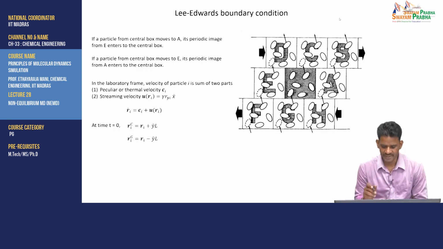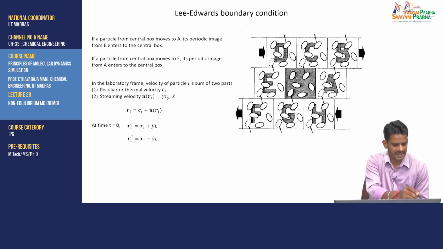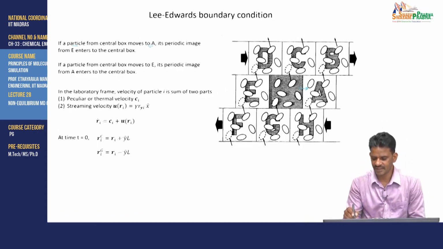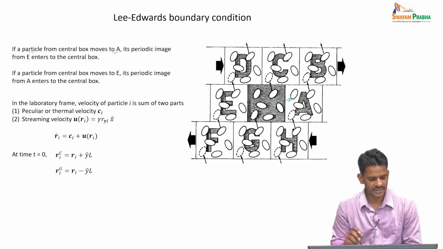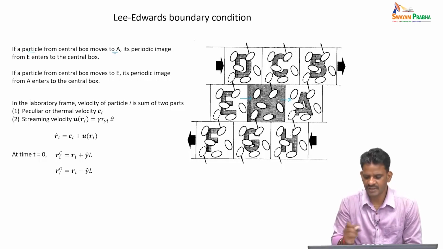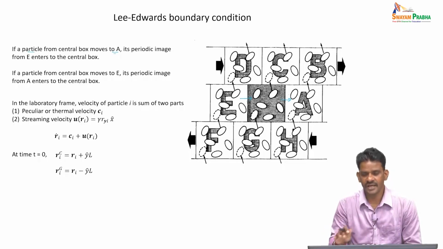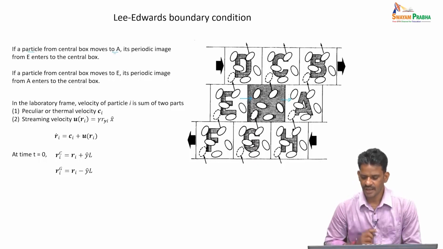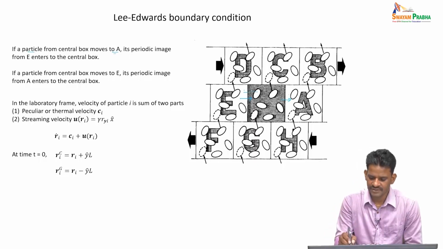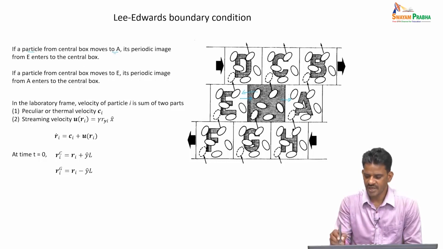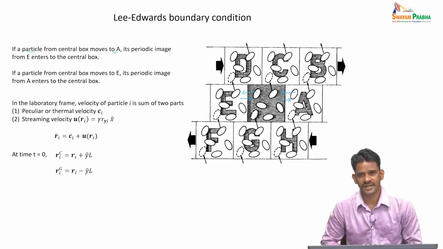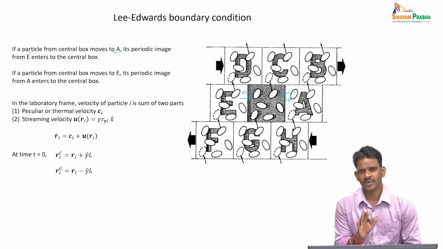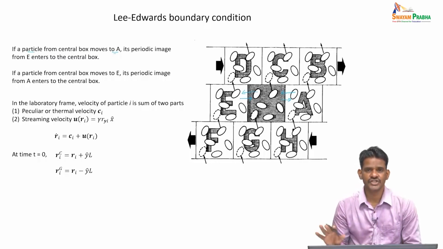Now, we will start with the simplest thing. Suppose there is a particle in the central box moving to A. In this case, its periodic image from E will enter from the other side, because E and A are not moving with respect to the central box. So, it would be the very traditional way of doing the periodic boundary condition. And the same thing, if a particle moves from the central box to E, its periodic image will enter from A on the other side. So, applying periodic boundary conditions in the central layer is unchanged.